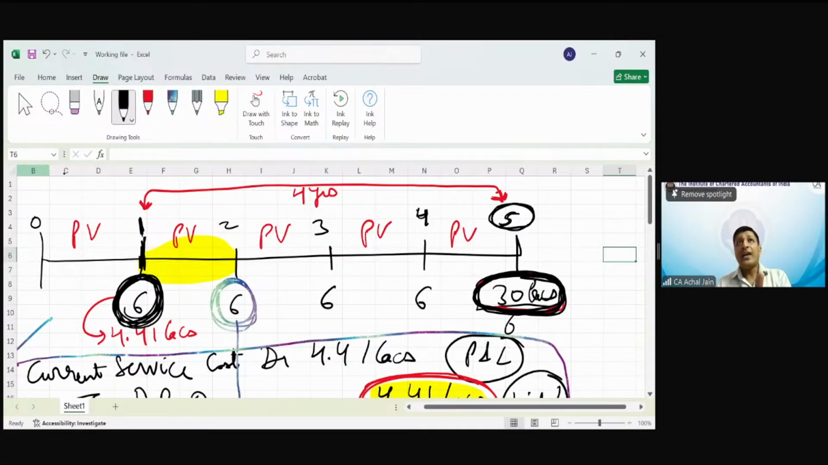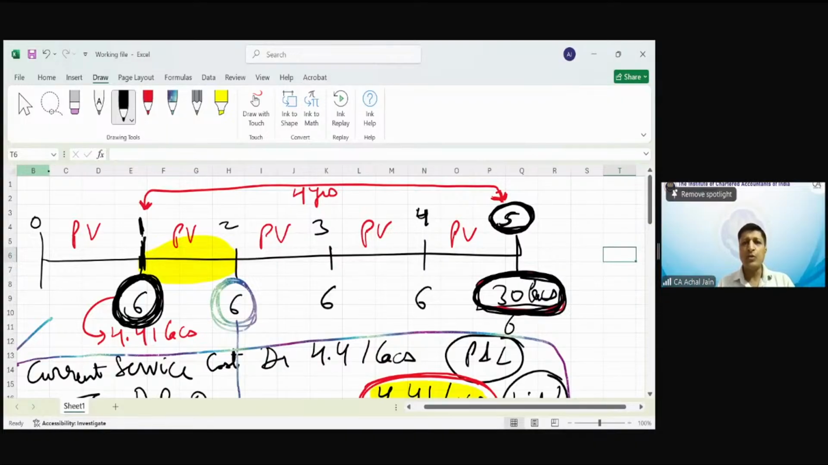See, if you have taken 4 years from the fifth year, you went back 4 years. That's where you get 4.41. So if you have to move ahead, you'll have to move ahead 4 years to reach that 6 lakhs. Clear on this? Yes, sir. That's how you'll have to do this. Okay, great.